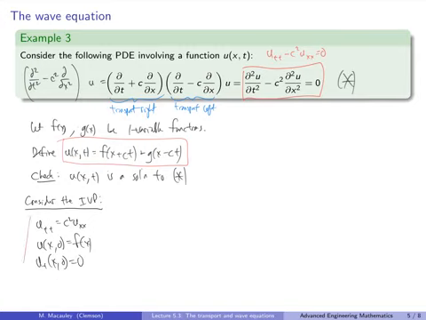So this means that f of x is the initial displacement of the wave. Let me write that down. So this here is the wave equation. That's the name of this PDE that's above. f of x is the initial displacement. And 0 is the initial velocity.